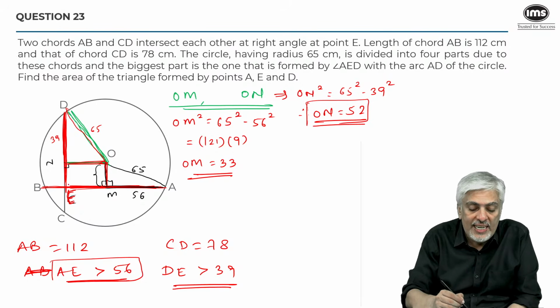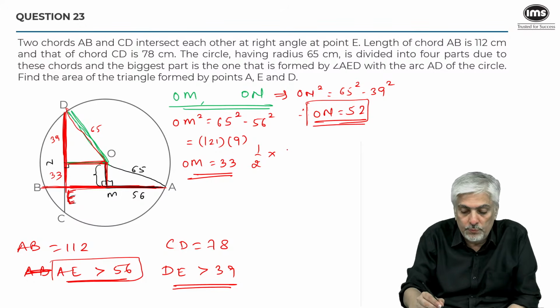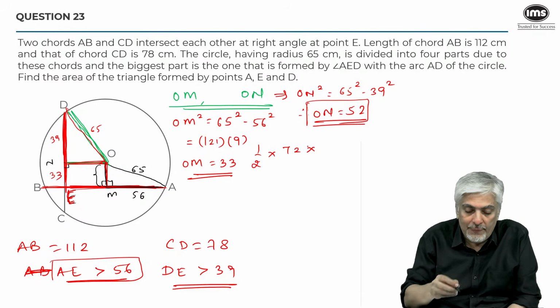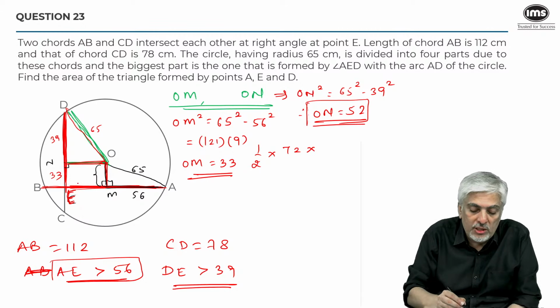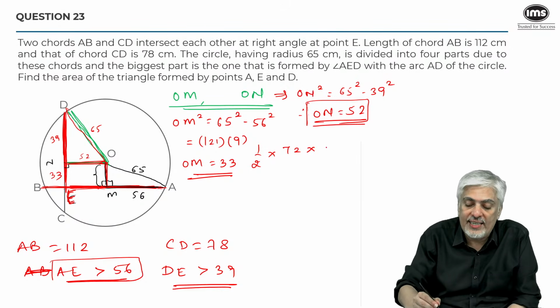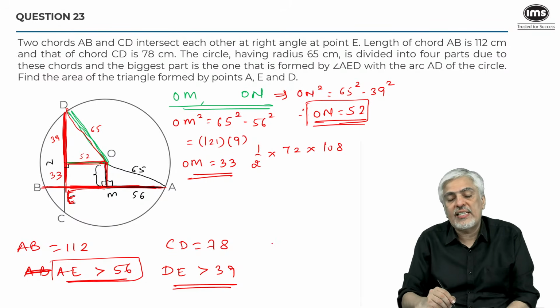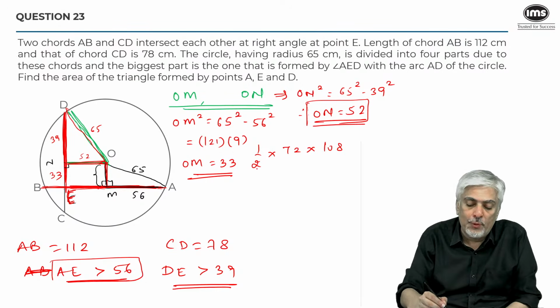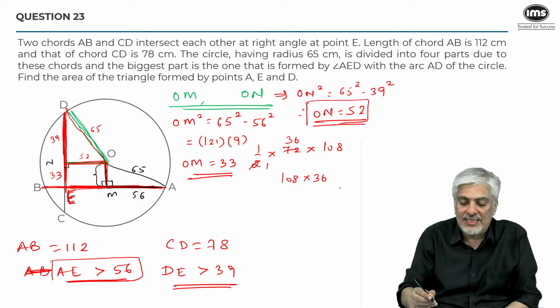How much is DE now? DE will be 39 plus NE. NE is the same as OM, which is 33. So half into base into height. 39 plus 33 is 72. Multiply by this is ON, we have got 52. So 52 plus 56 is 108. So answer is 72 into 108 upon 2, 2 36s are 72, 108 into 36.